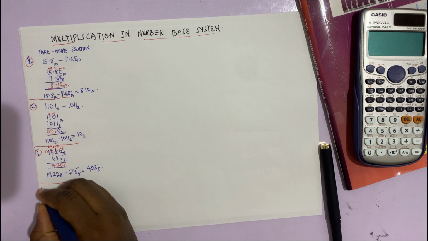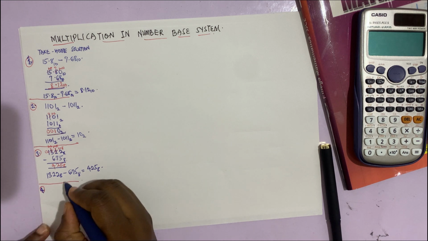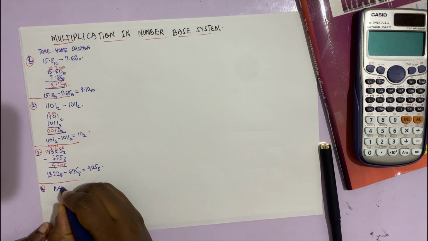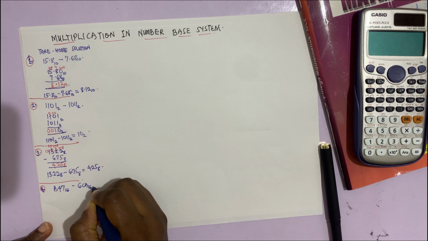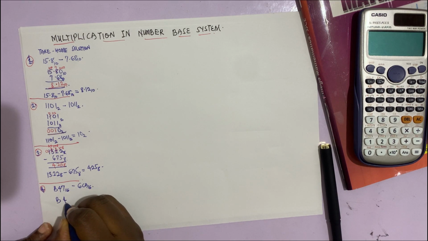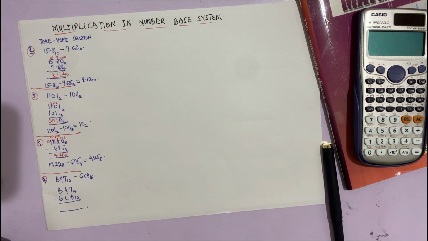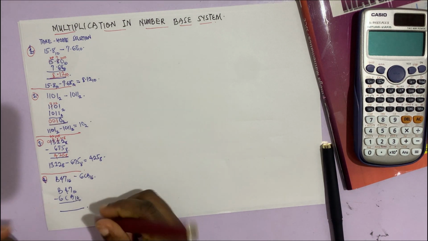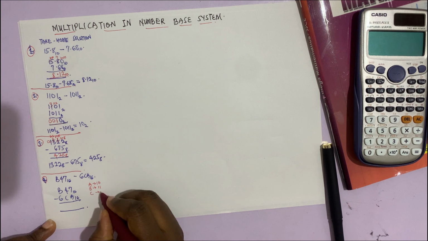Finally, question 4. We have B47 base 16 minus 6CA base 16. So B47 minus 6CA in base 16. A in base 16 is 10. B in base 16 is 11. C in base 16 is 12.